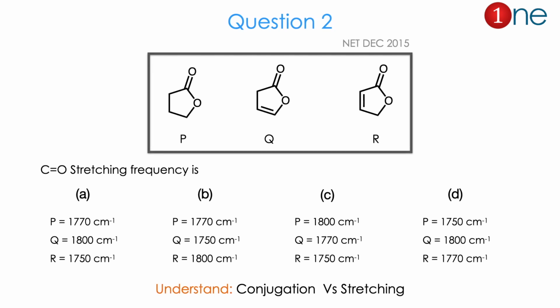Then question number 2. The starting material is a cyclic ketone, a lactone. Here they give 3 stretching frequencies: 1770, 1800 and 1750. They ask you to find which one has which. So there are 3 possibilities. From the question and possible IR values, you might realize the question is about conjugation and the mesomeric effect of oxygen versus stretching. The answer is A. Let us see how.